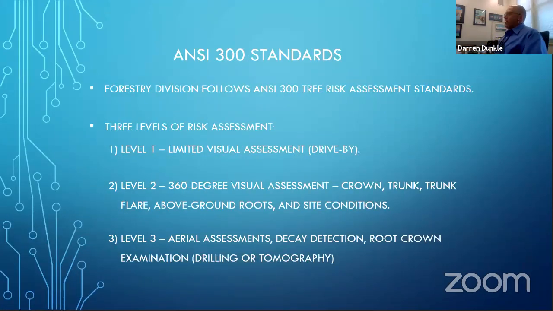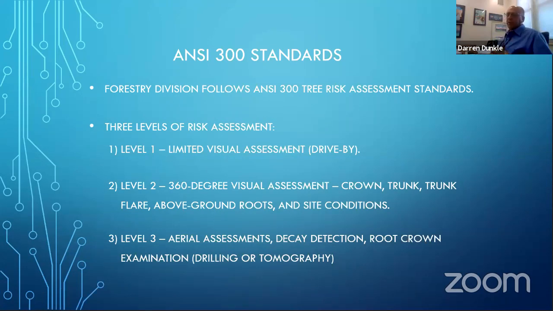Basically, we go by the ANSI 300 standards, which are the American National Standards Institute standards for doing tree risk assessments. There are 3 different levels of the risk assessment. Level 1 is just a limited visual assessment, a drive-by or a walk-by assessment of the tree. Level 2, they do a 360-degree visual assessment. They look at the crown, they look at the trunk, they look at the roots and the other site conditions. Then level 3 is the most intense, where they'll do aerial assessments, look at decay, the root crown, and if needed, they'll go into drilling or tomography.